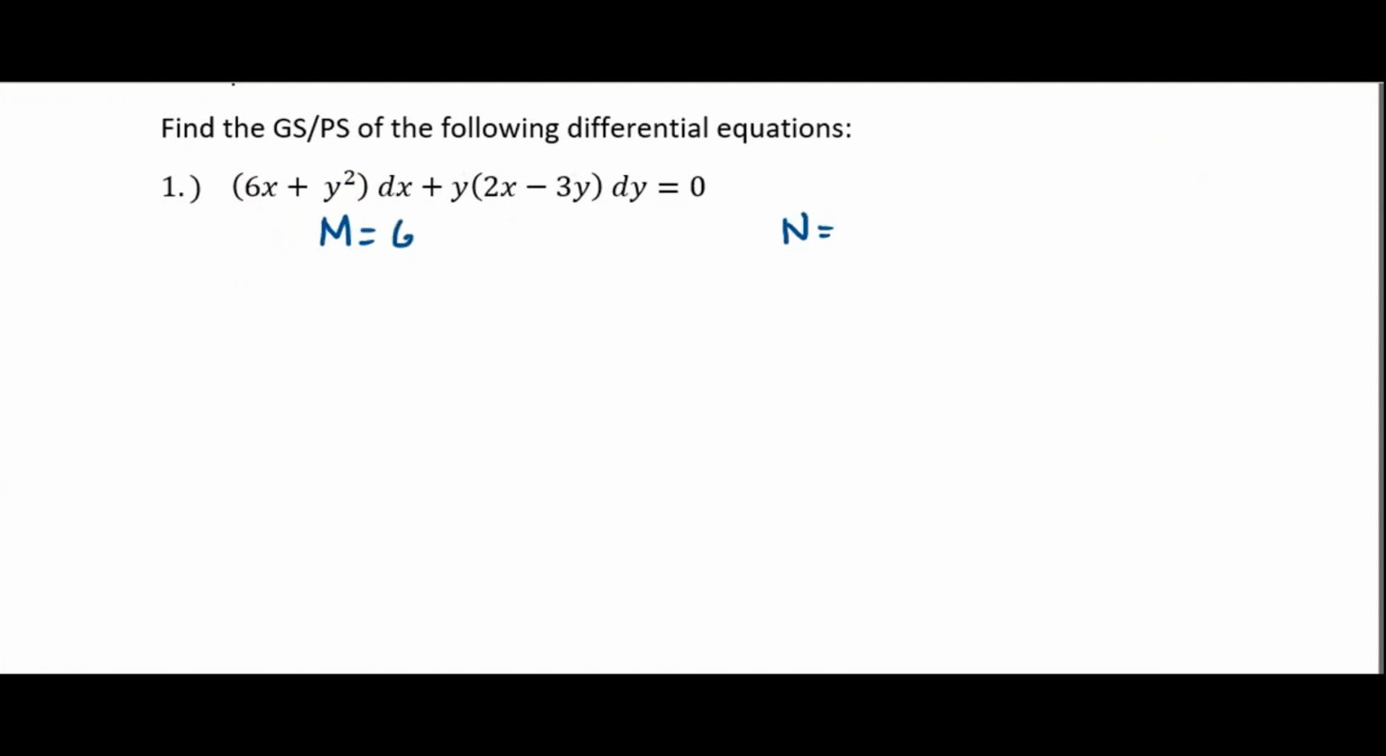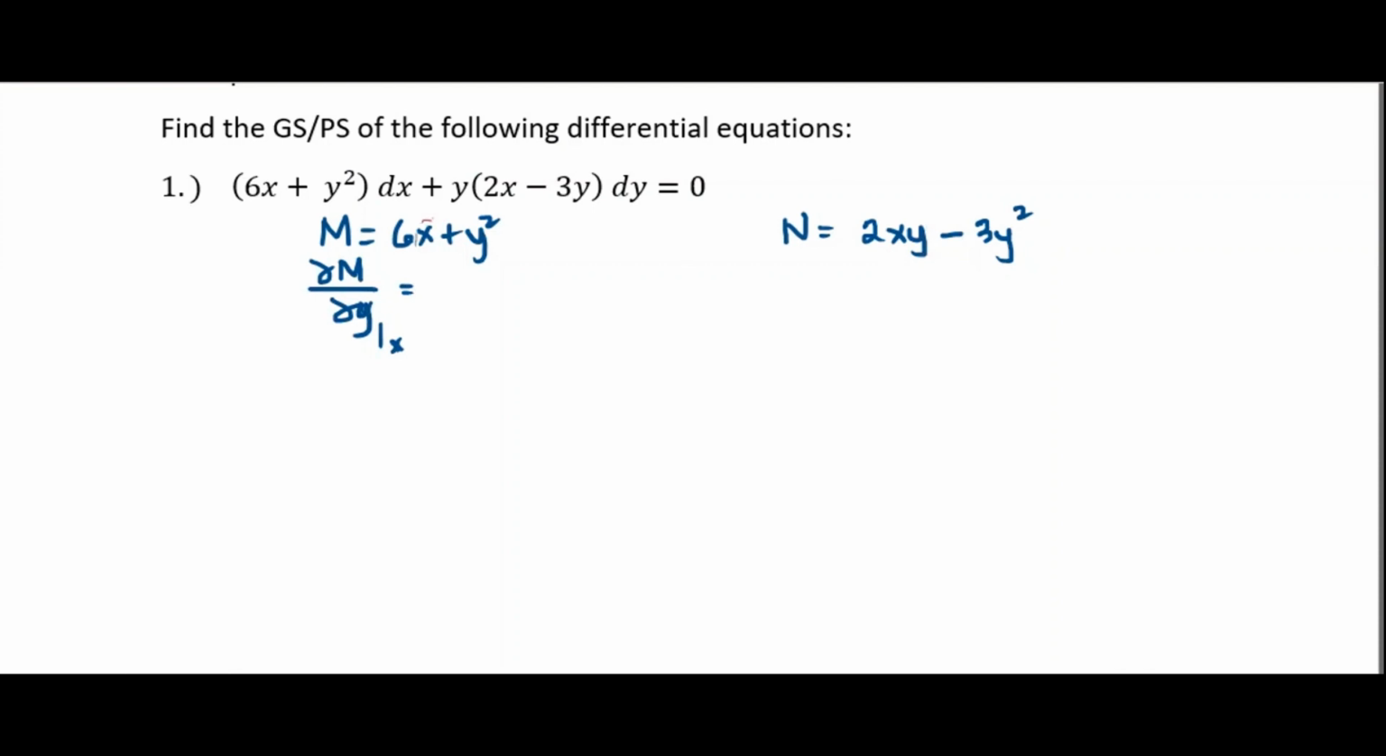Therefore, my M will be 6x plus y squared, and my N will be 2xy minus 3y squared. Now, kunin natin yung partial of M with respect to y. Meaning to say, you will hold x constant. So, ang i-differentiate mo lang, yung may y. And all terms containing x, pwede mo siya i-consider as a constant.